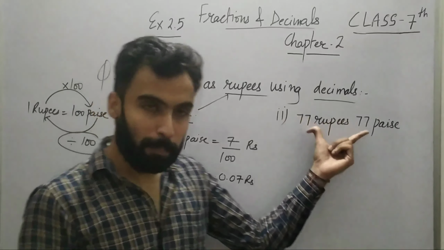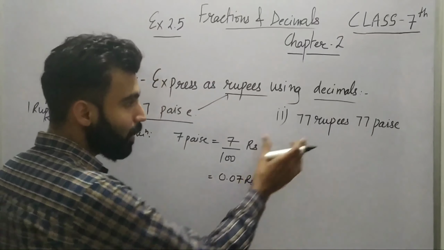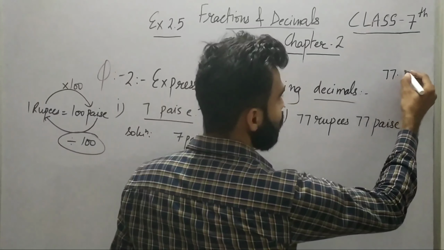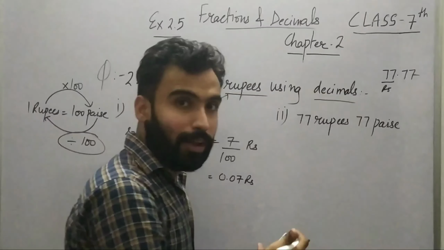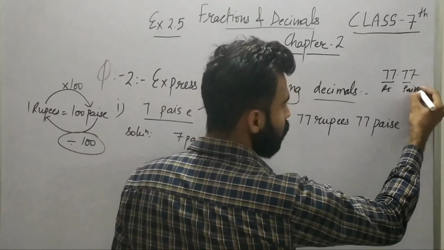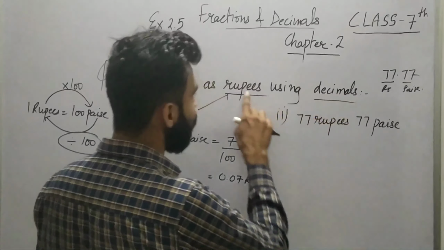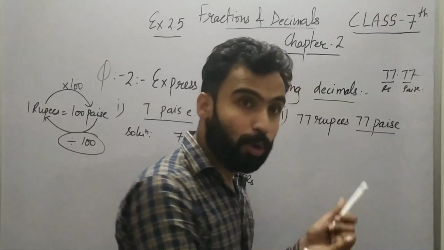Now moving on to the second part here. Now it's kind of a mixture of rupees and paisa. So 77 rupees 77 paisa. It is actually written like this, 77.77. So the value on the left hand side of the decimal represents rupees and on the right hand side represents paisa. So 77 rupees 77 paisa. So now we have to convert this whole thing into rupees. That means we have to convert this paisa into rupees.